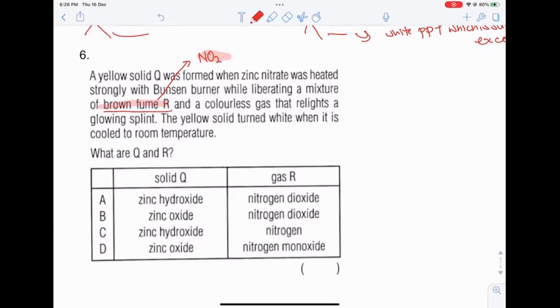And a colorless gas that relights a glowing splint. Okay, so you know that this one they are referring to O2, oxygen. So the yellow solid turned white when it's cooled to room temperature. Okay, yellow solid turned white. This one you need to know is zinc oxide. Okay, zinc oxide will be yellow at high temperature.